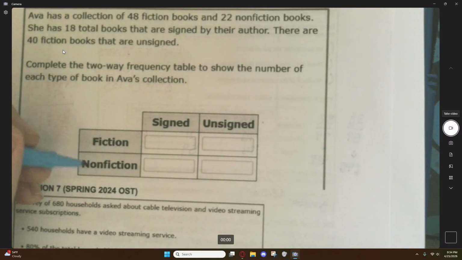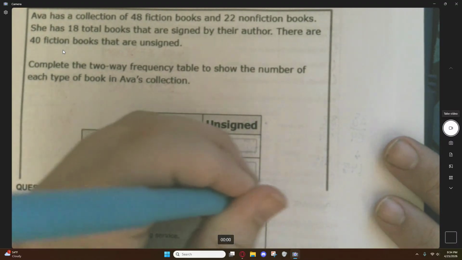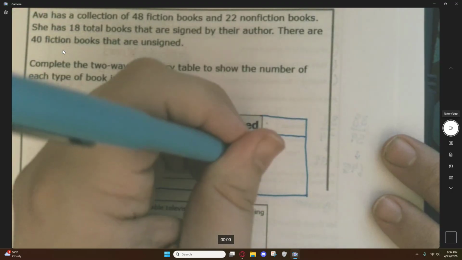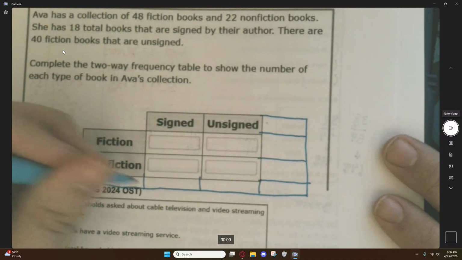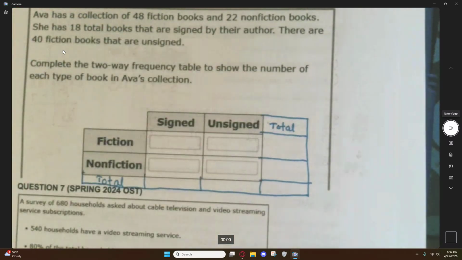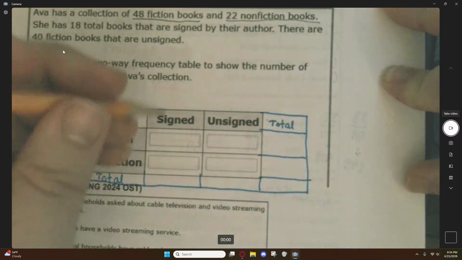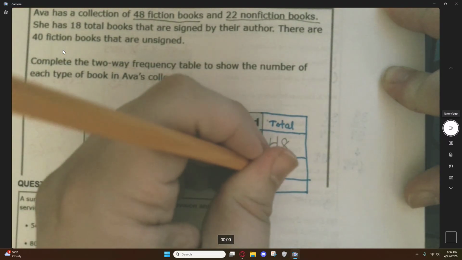Okay. So, they don't give us totals, but like I said, we're going to want to add totals because it makes it possible to fill in the rest of the table. Okay, so I'm going to make totals here. So here is total, and here is total. Okay. What do we know? She has a collection of 48 fiction books and 22 non-fiction books. So she has a total of 48 fiction books and 22 non-fiction books.